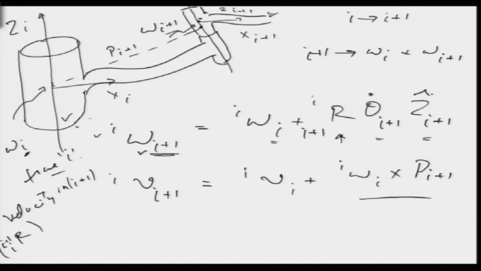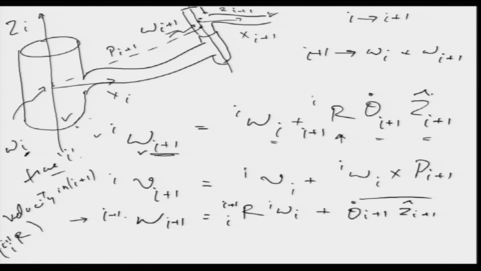So, I multiply these two equations, and then what we get is omega i plus 1 is equal to R of i plus 1 i. Please note that this is an inverse matrix here, into omega i plus theta dot i plus 1 into z i plus 1. This remains the same. So, essentially this is expressing the angular velocity in frame i plus 1. Now, next for the linear velocity, so this is our equation number 1.